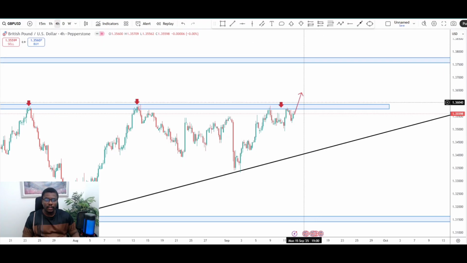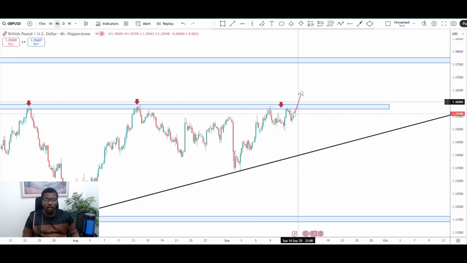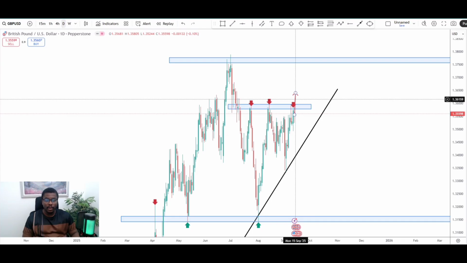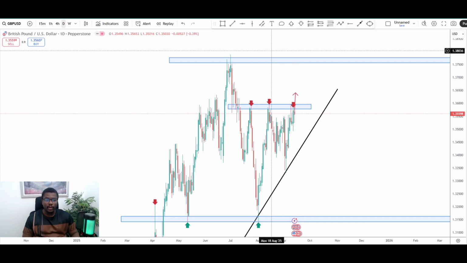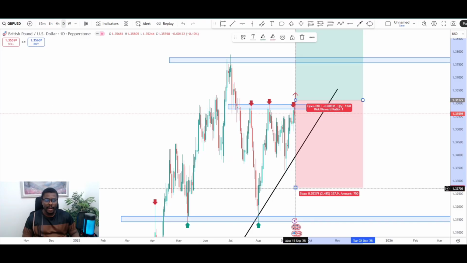So if we see a strong break on the 4-hour time frame, or if the Monday candle, which is the daily candle, closes above this resistance area and closes above that, then I will be looking for more buy trades. That's when I would take my buy opportunities for GBP USD. So for example, if it breaks around there, I look to take my buy trade there.